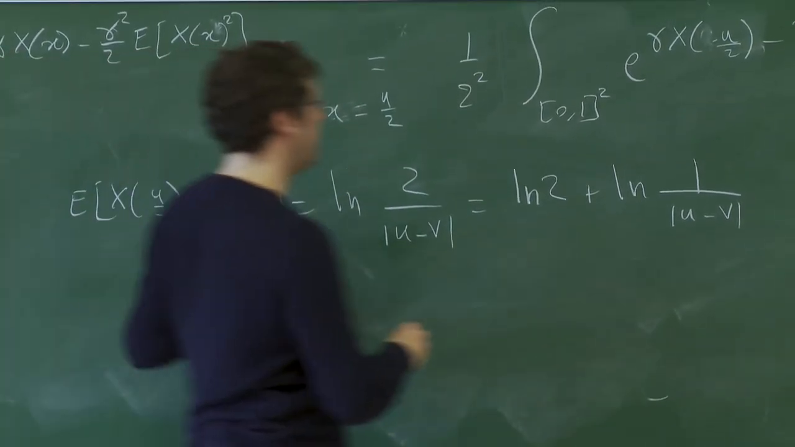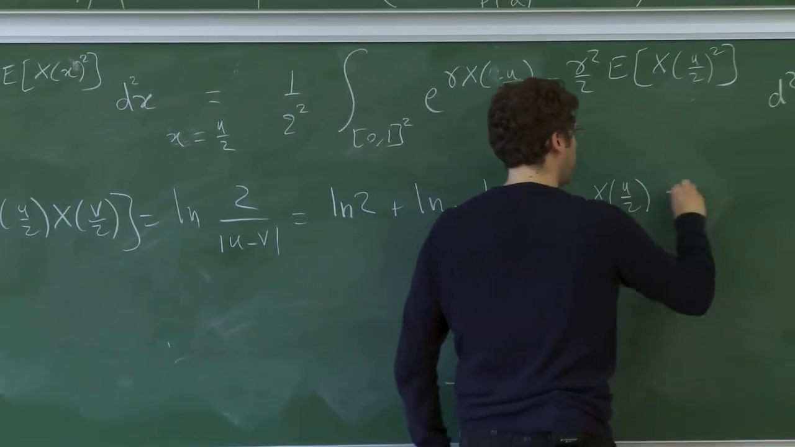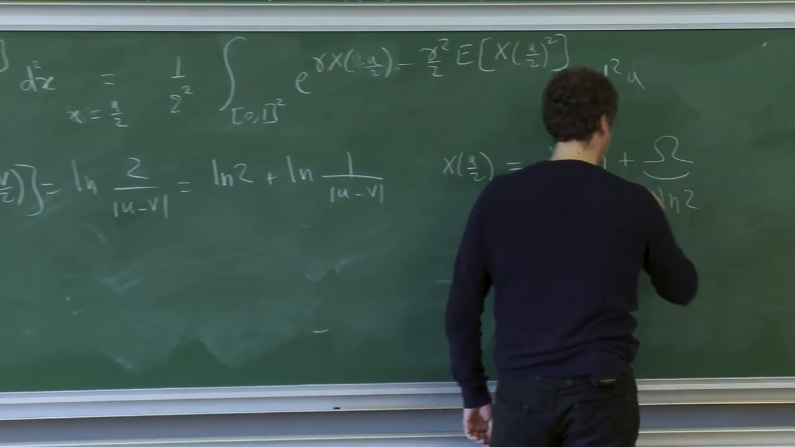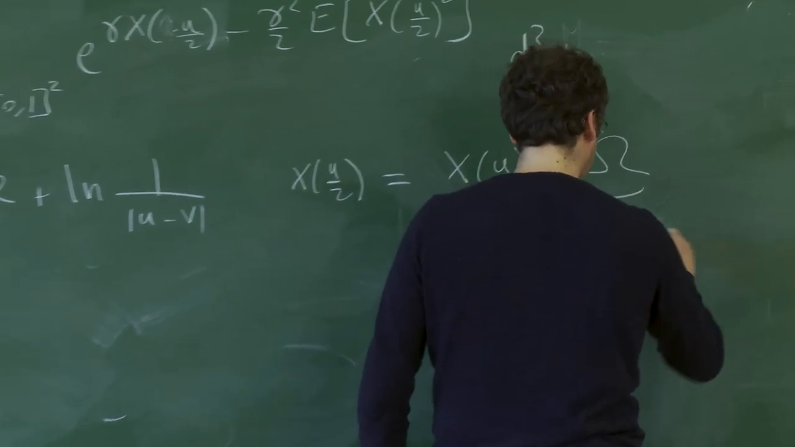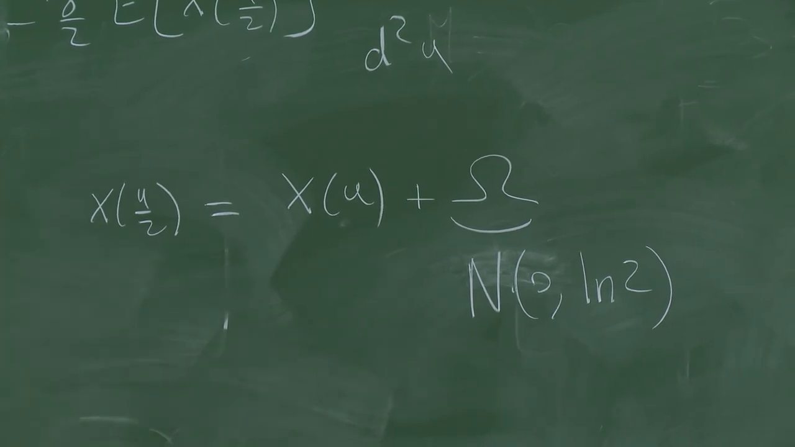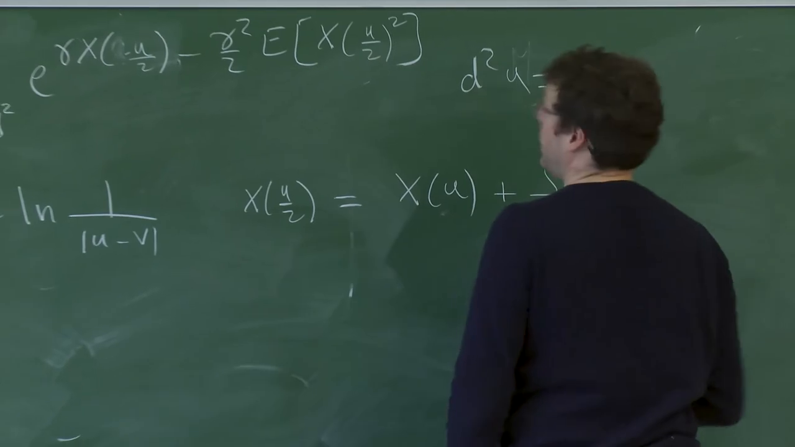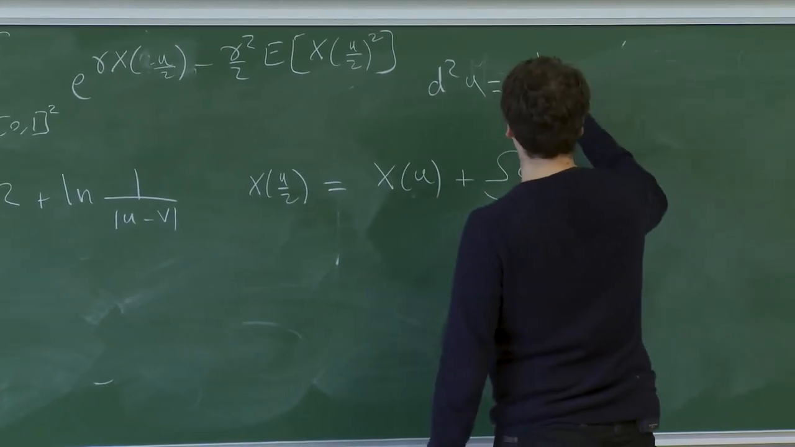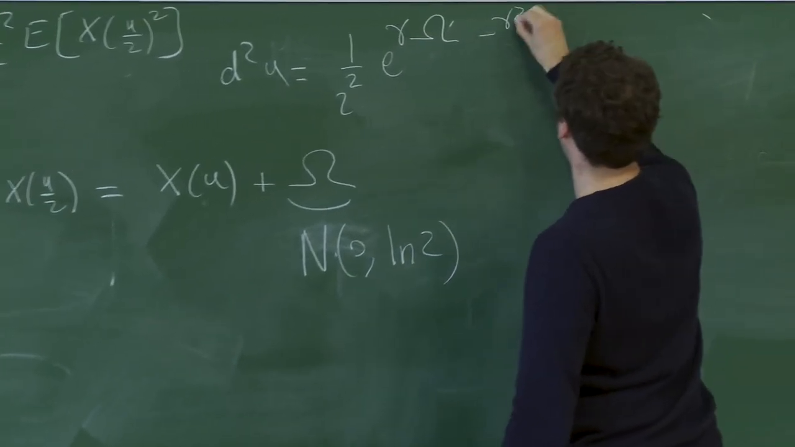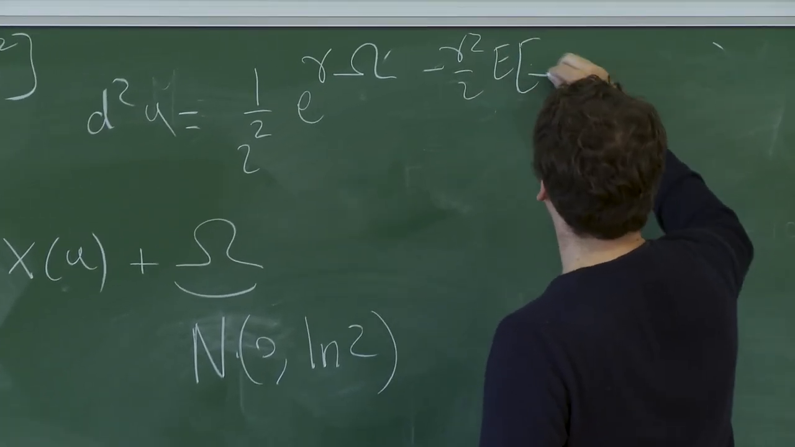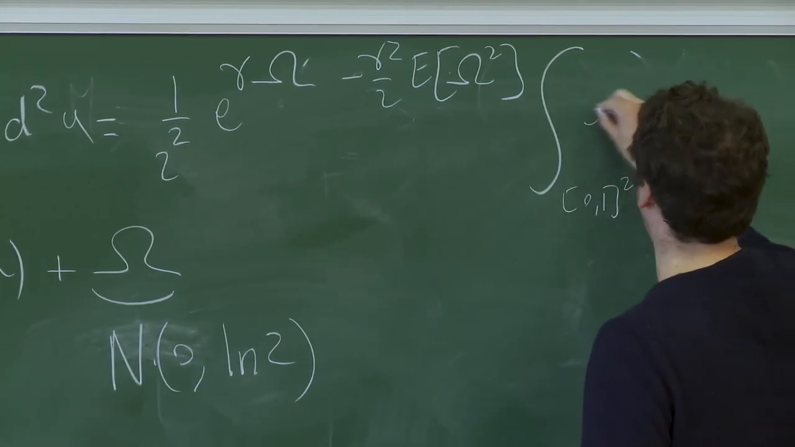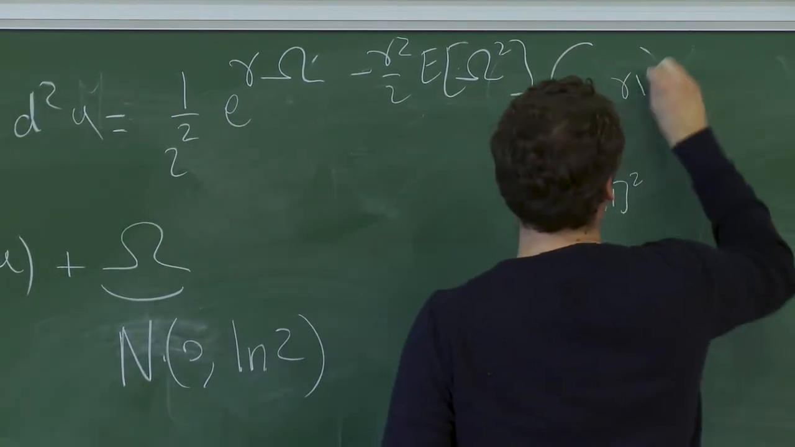So what does it mean? It means that this guy has the same distribution as X_u, the initial guy, plus a random variable, a log variable, centered, with variance log 2. So it has the same distribution as my initial guy, 1 over 2 squared, exponential of a Gaussian variable minus its variance, times the integral over the square, but this time of not X_{u/2}, but X_u. So my initial guy.